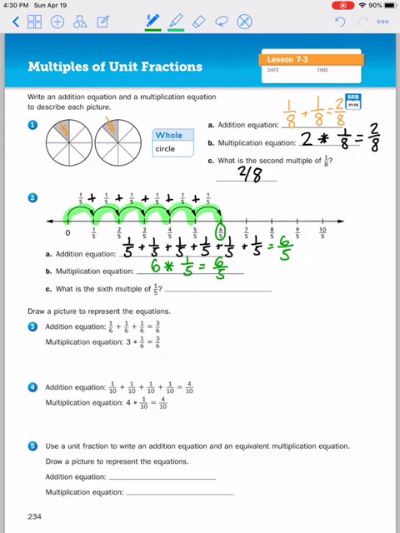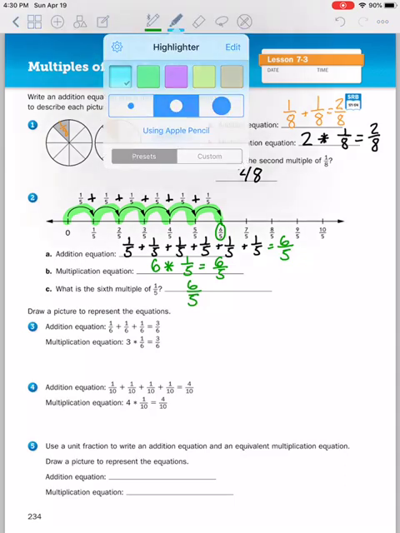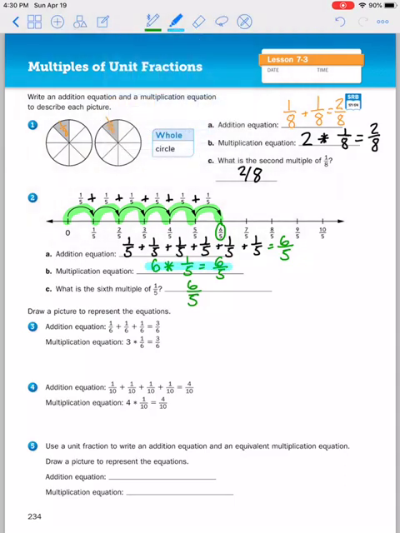What is the 6th multiple of 1/5? It is 6/5. And we know that because 6 times 1/5 is 6/5. So that's the 6th number. And if I counted, it would be 1, 2, 3, 4, 5, 6. So 6/5 would be the 6th multiple.